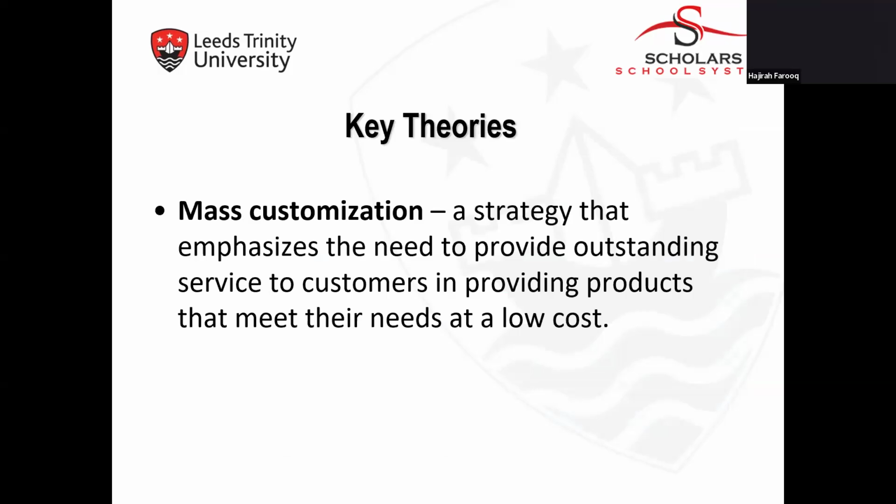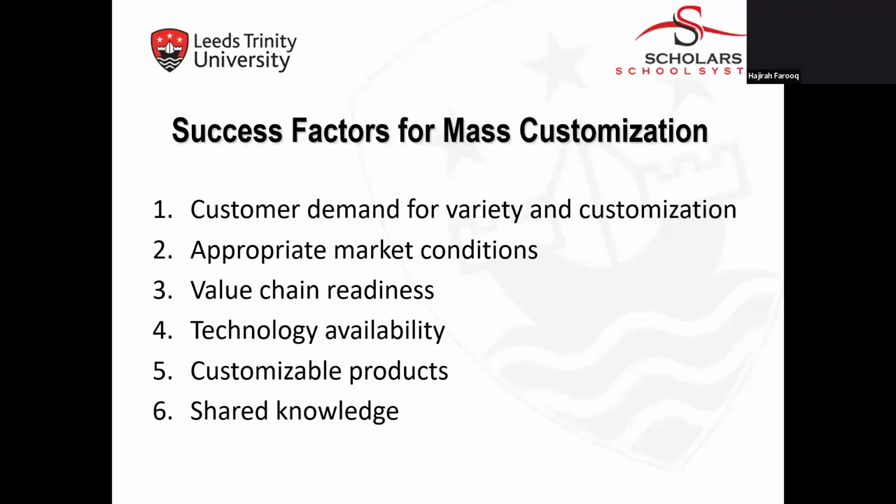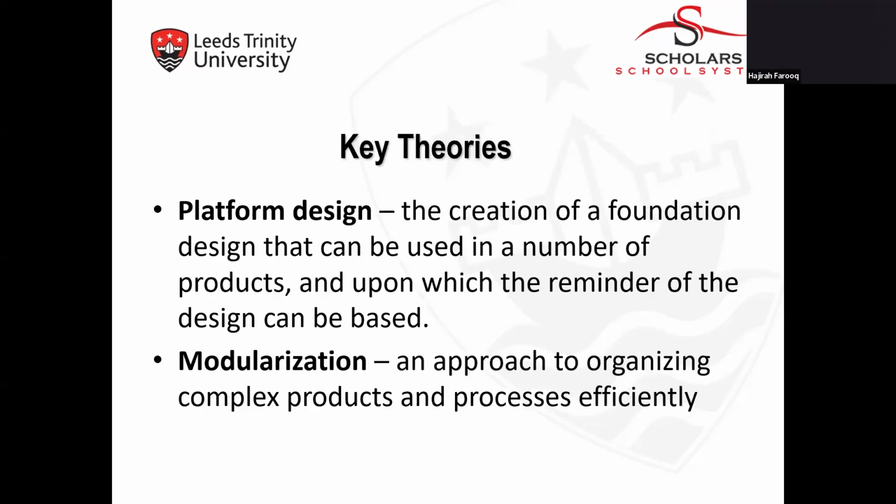Then we discussed some of the key theories, such as mass customization, which is a strategy that emphasizes the need to provide outstanding service to customers in providing products that meet their needs at a low cost. Then we also discussed some success factors for mass customization, such as value chain readiness, technology availability, shareable knowledge, etc. Then we discuss some more key theories such as platform design, which is the creation of a foundation design that can be used in a number of products and upon which the remainder of the design can be based. Modularization is another theory that we discussed, that is an approach to organizing complex products and process efficiently.